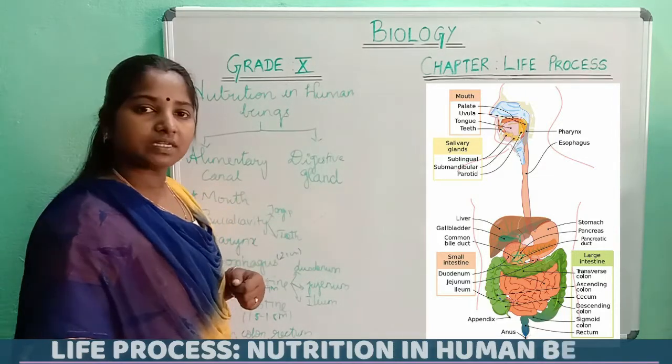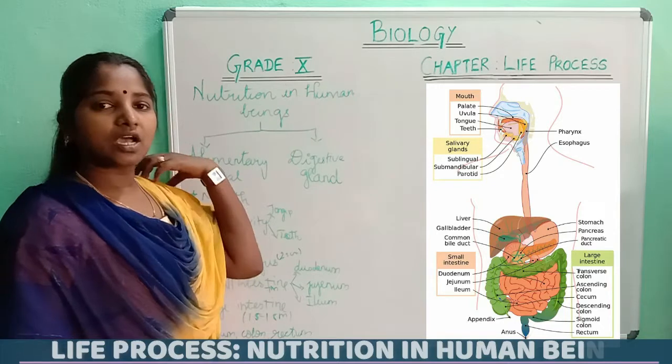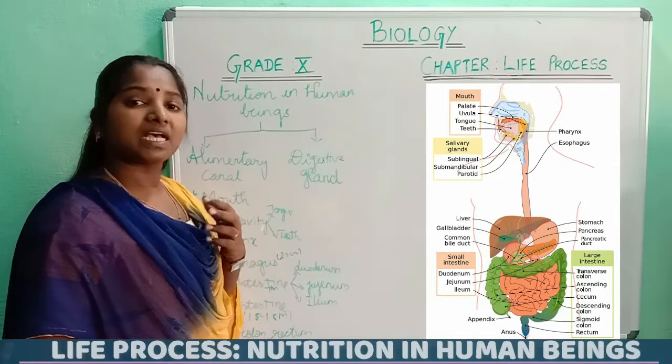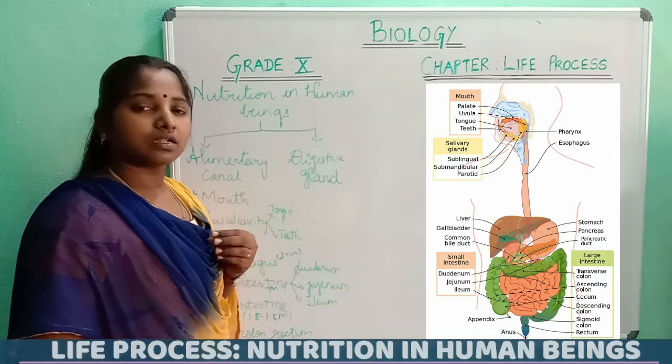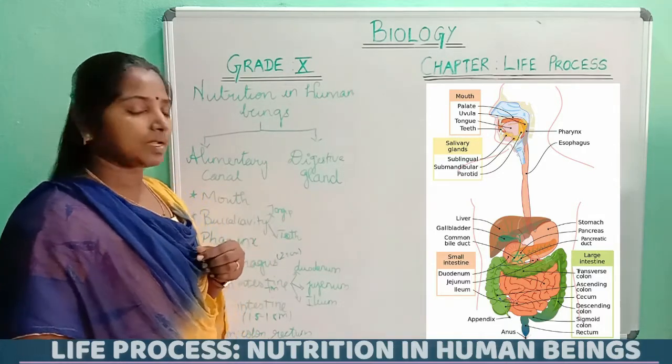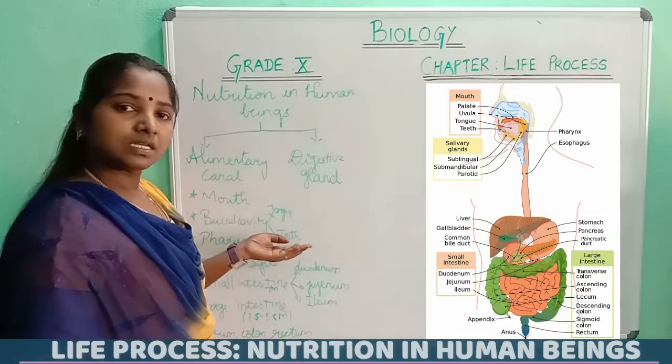Then what is the function of the teeth? The teeth are in both the upper jaw and the lower jaw. Both the jaws help to chew our food. That is for the mastication of the food. So we are breaking the complex substances of the food into simpler ones. That is done by the teeth.